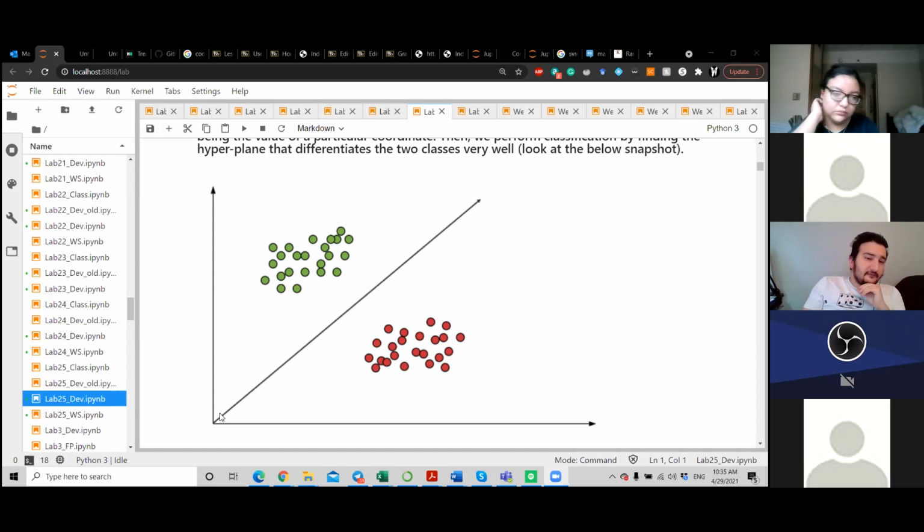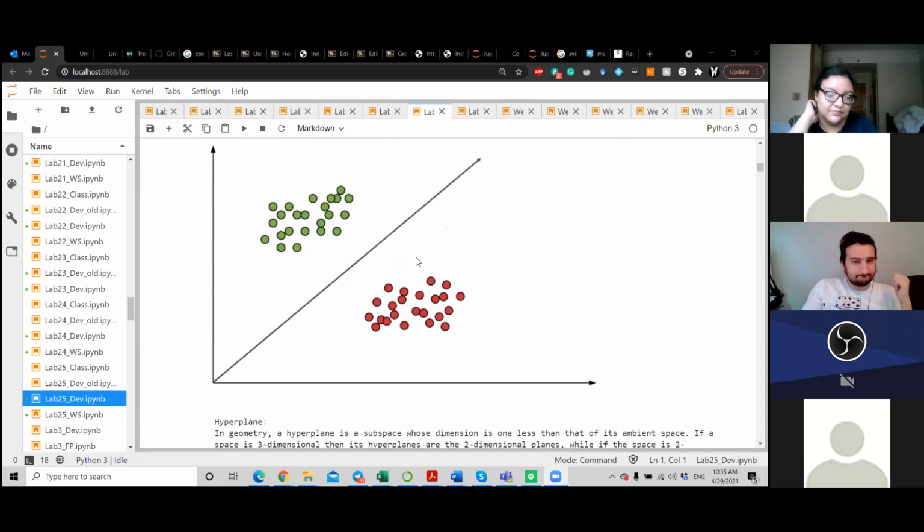And this line is a frontier that is separating class green and class red. Would you say that it's doing a good job? Mm-hmm. Yes, I would say so.